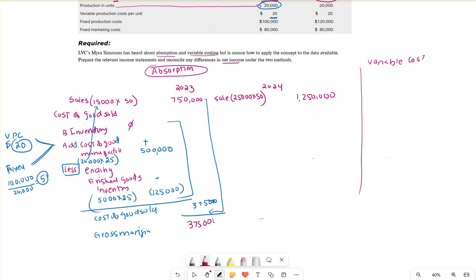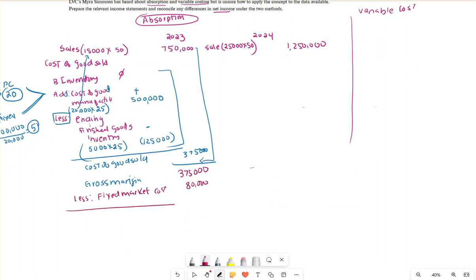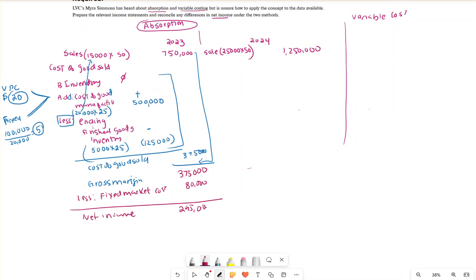375 less your fixed marketing cost will be my 80,000, and my net income here, or net operating income, will be my 295. The difference is when you're doing absorption costing, it doesn't matter if it's variable or fixed, the manufacturing cost goes together. So that's the difference between the both.